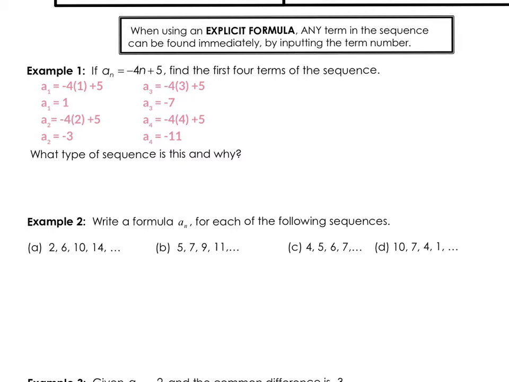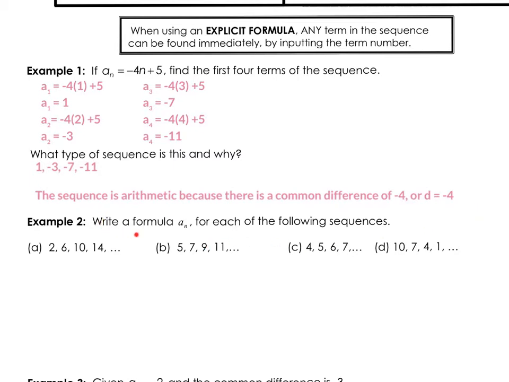So what type of sequence is this? It's linear because there's a common difference. I'll write out the terms so that we see the pattern. We can see that we have these terms going from 1 to negative 3 to negative 7 to negative 11. To get from one term to the next, we're subtracting 4. So the sequence is arithmetic because there is a common difference of negative 4, or d equals negative 4.